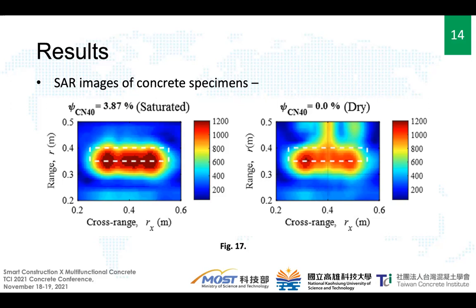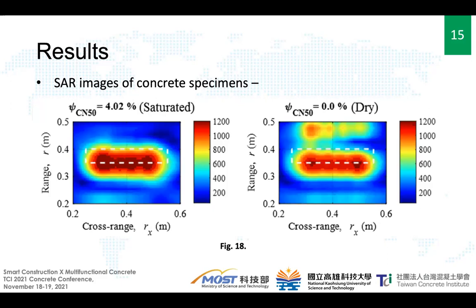The result in figure 17 for the 0.40 water to cement ratio is not only true for this particular specimen. When we observe the difference between fully saturated and oven dry specimens, in the oven dry images of the 0.5 water to cement ratio concrete specimen, we also found a similar pattern.